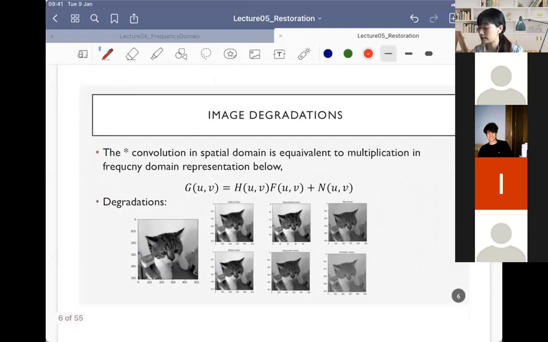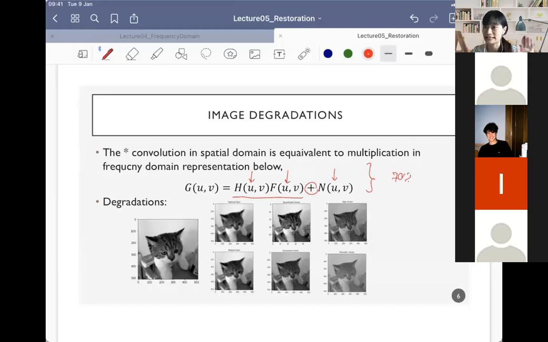As we discussed the property of convolution in the spatial domain, in the frequency domain you see there is a multiplication between the degradation function and the image in the frequency domain, with noise added in the frequency domain as well. But about 70% of this lecture will not talk about the frequency domain. We'll talk about the spatial domain.